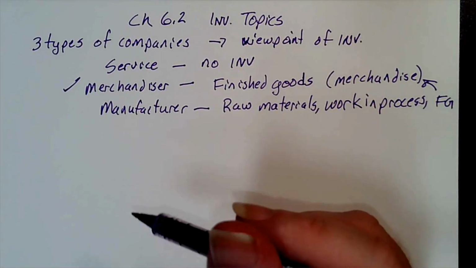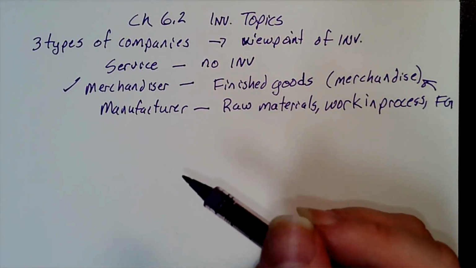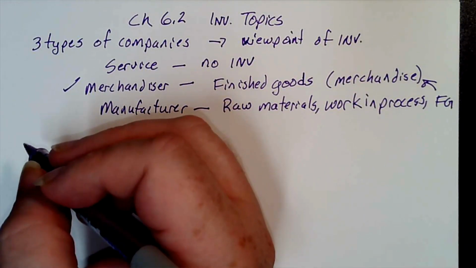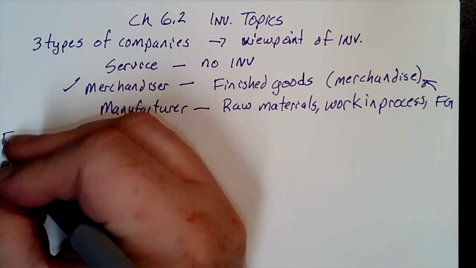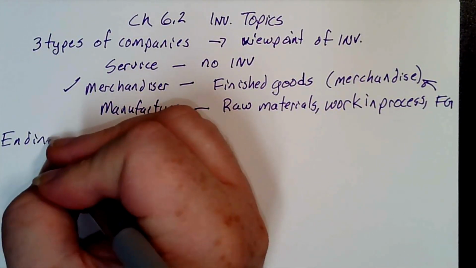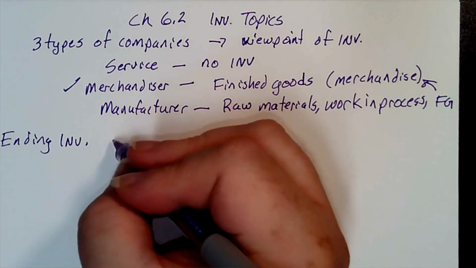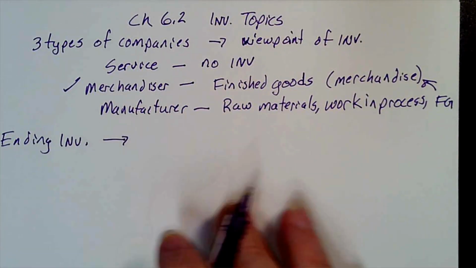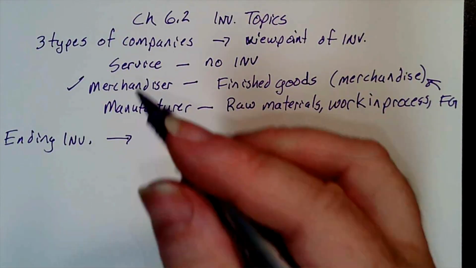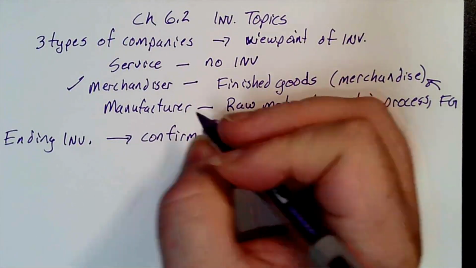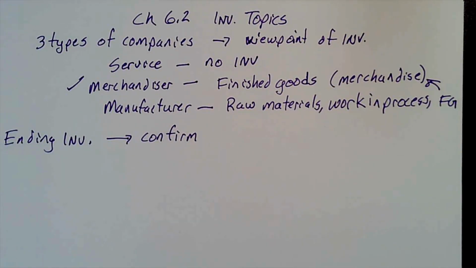So the additional topics that we need to look at have to do with inventory. Remember, part of what we looked at in the last video was how to determine ending inventory, and we used the accounting equation to do a lot of that. But one additional thing we need to look at is, how do we confirm what is in inventory? Before we can do all of those costing methods, we have to make sure what is in inventory.